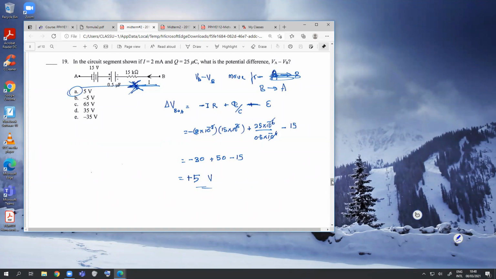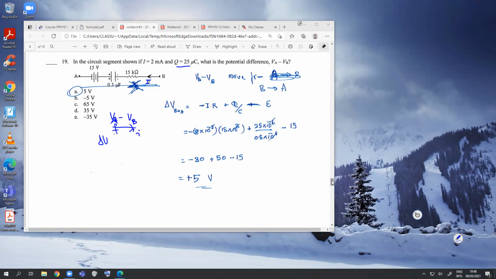In the circuit segment shown, a 2 milliampere current is flowing in the direction shown, and the charge on the capacitor is 25 microcoulomb. What is the potential difference VA minus VB? So you should pay attention to what the difference is asking. Delta V: final is the point A, initial is the point B. So that is the first thing.